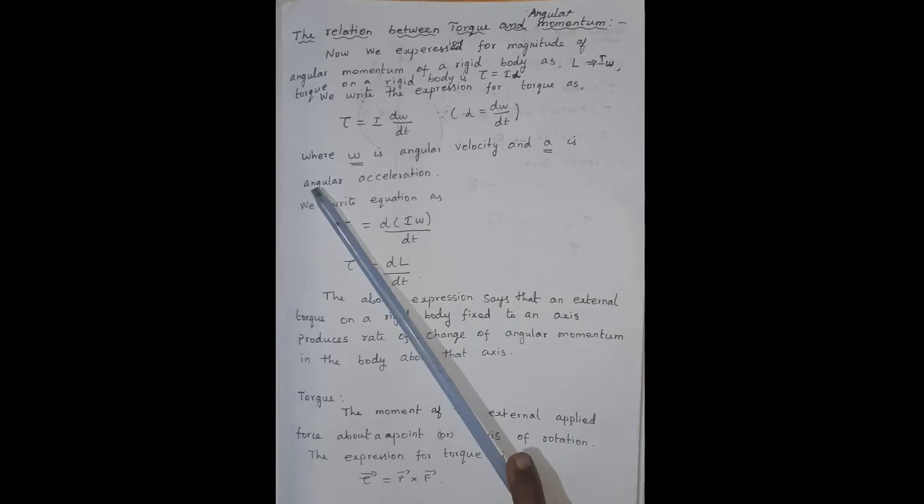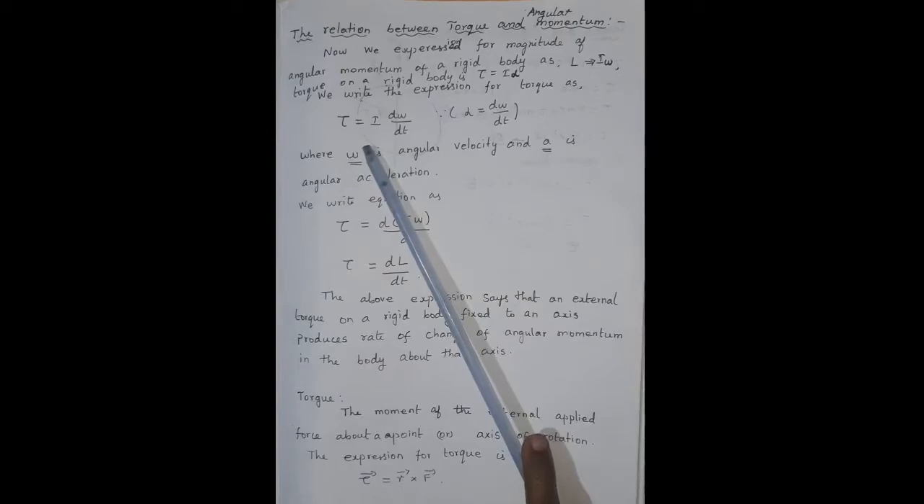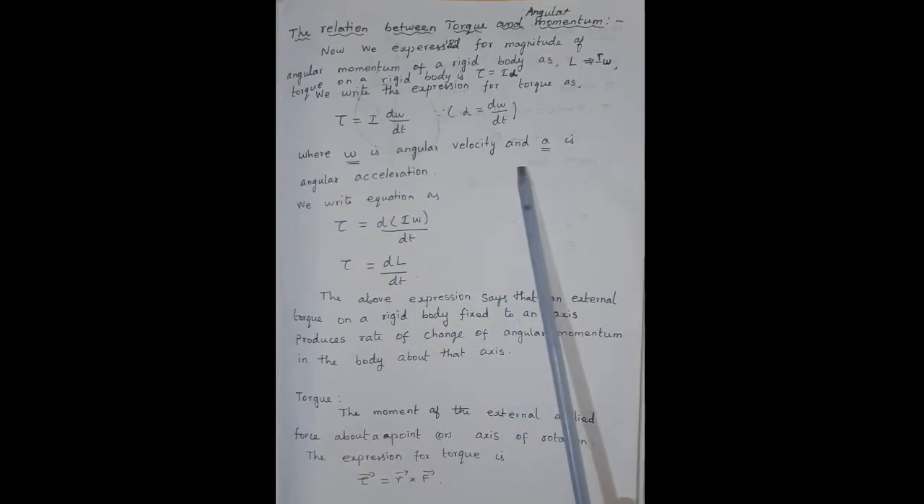Torque on a rigid body is tau is equal to I alpha. So, we write the expression for torque as tau is equal to I into d omega by dt. Tau is equal to I alpha, alpha is equal to d omega by dt, so we have taken alpha and substituted d omega by dt, where omega is the angular velocity and alpha is the angular acceleration.